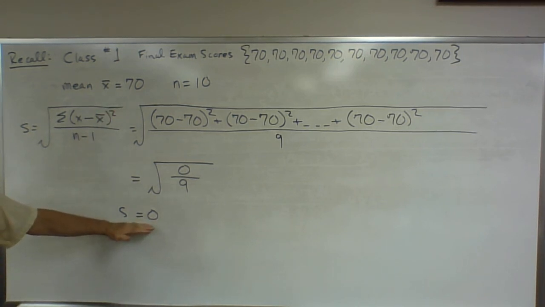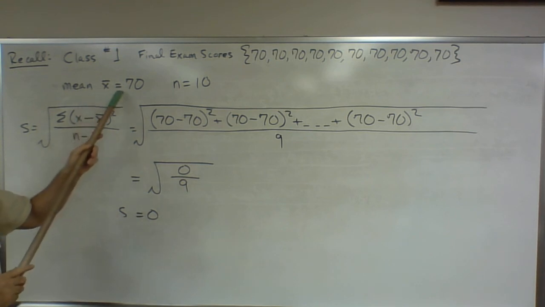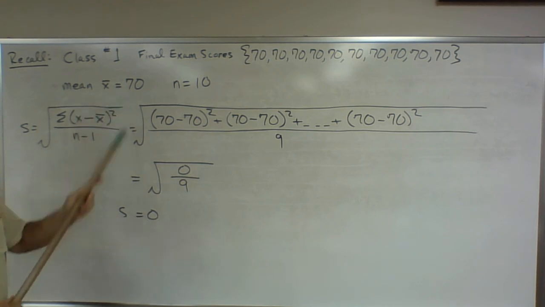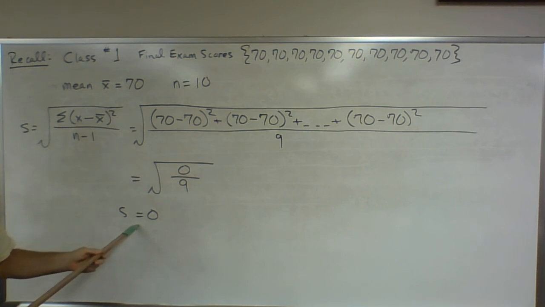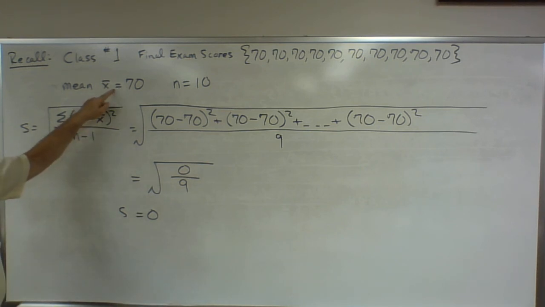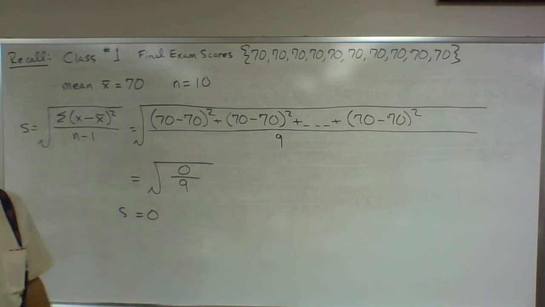So this tells us a very accurate account of what happened on the final exam. The mean, 70, tells us part of the story. The standard deviation tells us the rest of the story. We put these two devices together, these two statistical tools, and they tell us a pretty accurate story of what happened on the final exam.